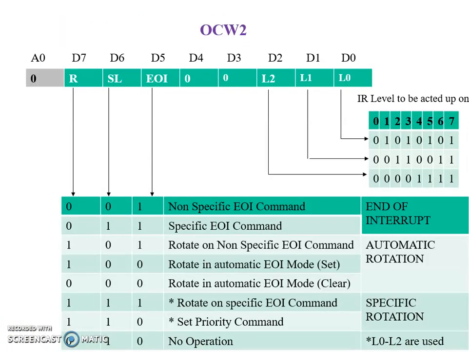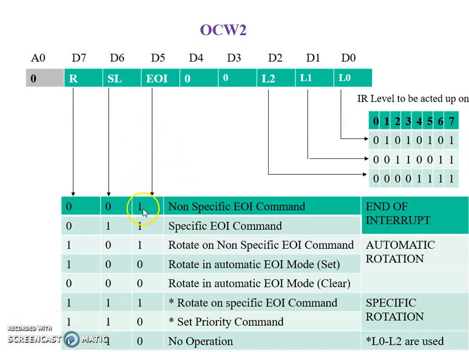Next is OCW2, operational command word 2. To program OCW2, the A0 pin should be 0. R means rotation, SL means specific, EOI means end of interrupt. D4 and D3 bits are 00, and L0, L1 and L2 are the interrupt IR level.